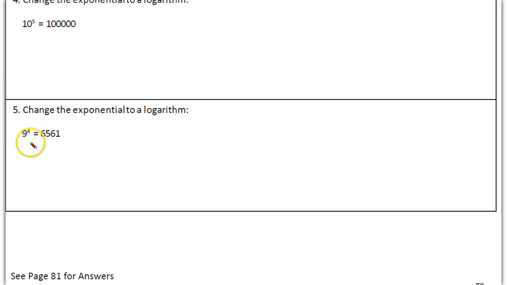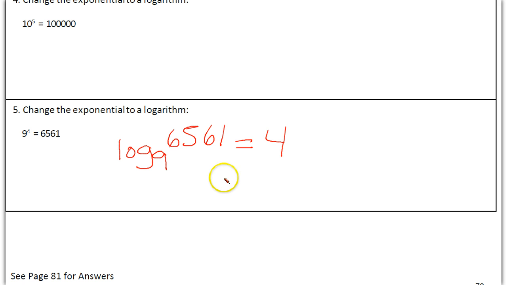And hopefully you're catching on. Change from exponential form to logarithmic form. Well, log. What's our base going to be? 9. What's our answer? 6561. And what's our exponent? 4. Okay, again, something easy, but it does take some learning of what the formula, what the protocol is.